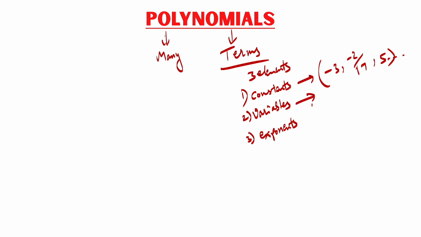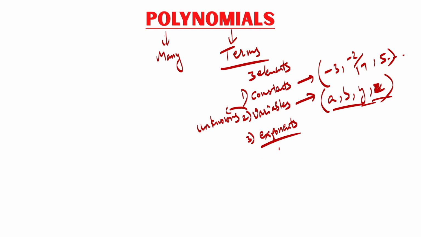And what are variables? The elements in which the value is not fixed. Let's say a or b, right? a, b, y, z. So all these are variables. So the value varies. That's why we call them variables. And we have another name for variables, which is unknowns. So variables are also known as unknowns.